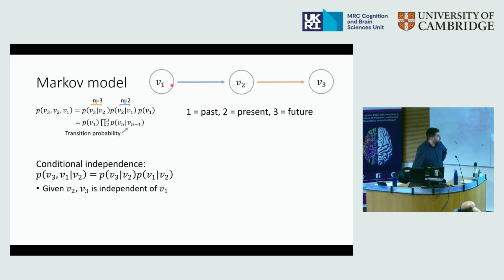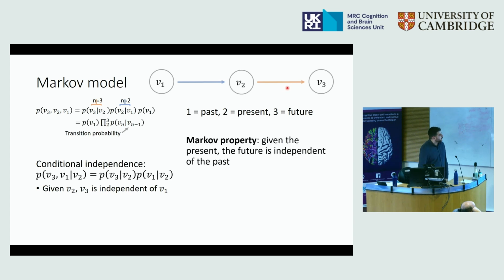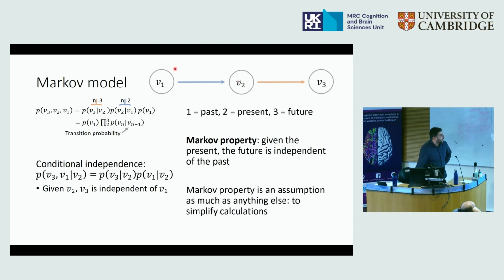Now I'm going to do something slightly cheeky, and I'm going to swap our numbers for words. So if we say that v1 is the past, v2 is the present, and v3 is the future, we can arrive at the Markov property, right? Which is that given the present, the future is independent of the past. And just to note here that this property is as much an assumption as anything else, and it's basically just there to help us simplify our calculations and reduce the amount of computation that we have to do.